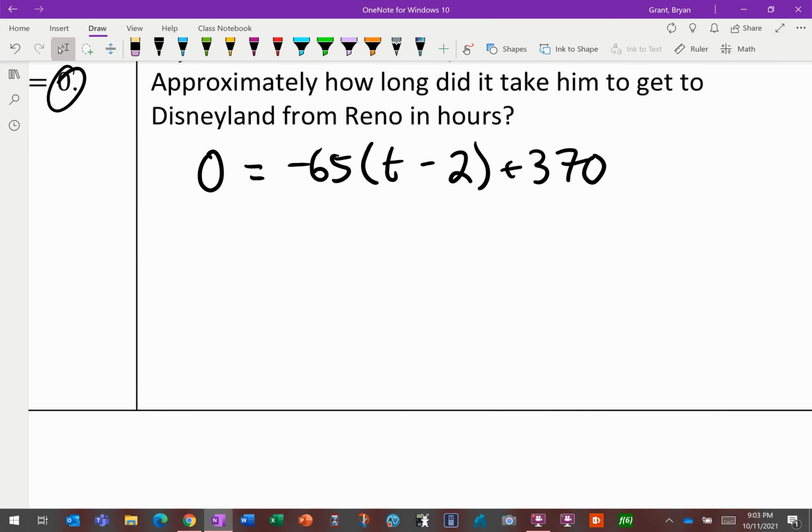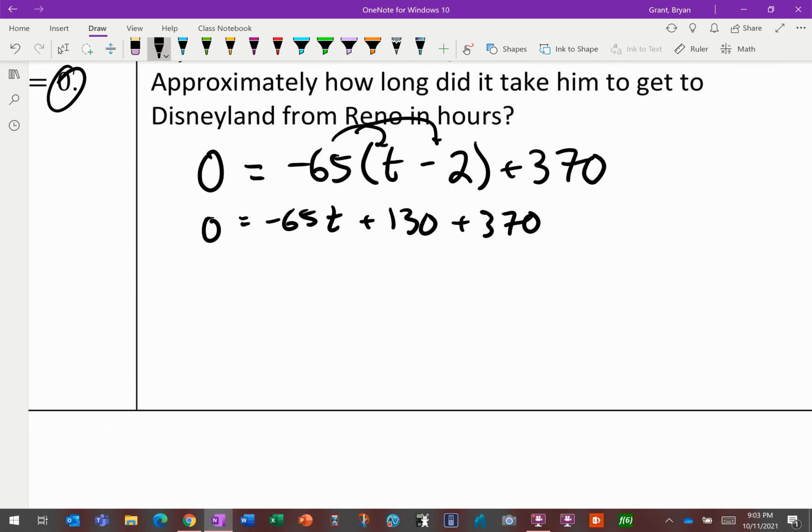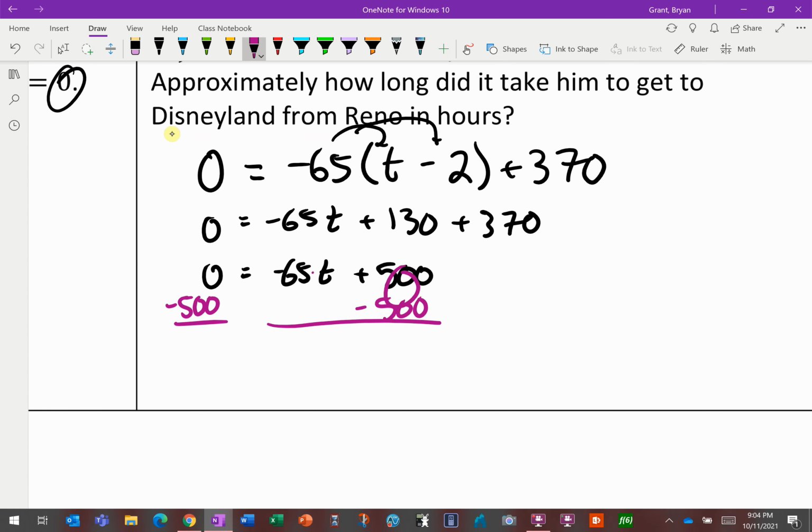Okay, so we need to distribute: negative 65t plus 130 plus 370. Combine your like terms: negative 65t plus, and then we saw this earlier was 500. We're not done yet. There are 2 numbers attached to t. Negative 65 is multiplying, 500 is adding. So we should probably subtract from both sides first. This gives me negative 500 equals negative 65t.